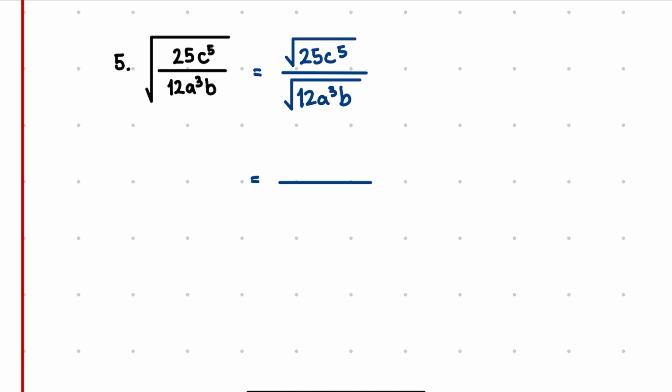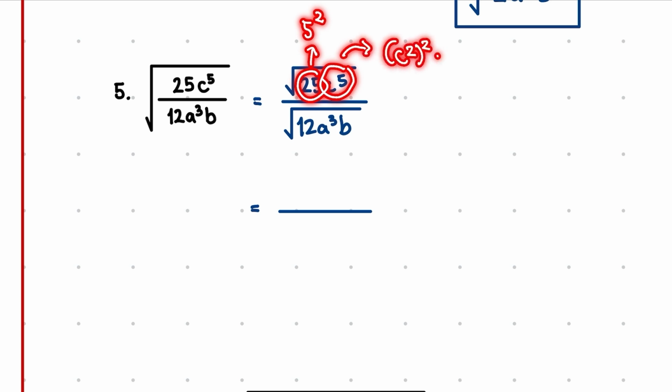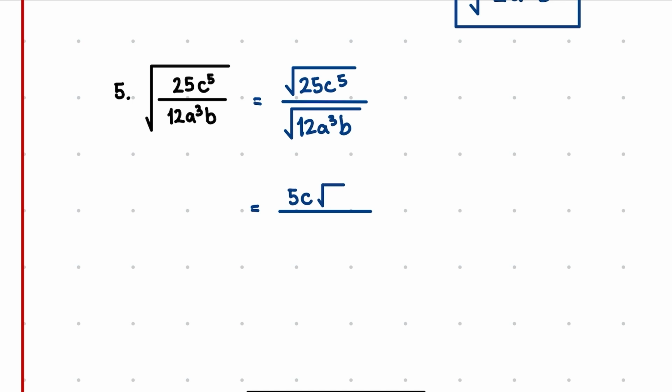For the numerator, take note that 25 here is equal to 5 squared, so that's a perfect square. And then the c raised to 5 here can be viewed as c squared squared times c. So basically we'll be left with 5c squared times the square root of c.